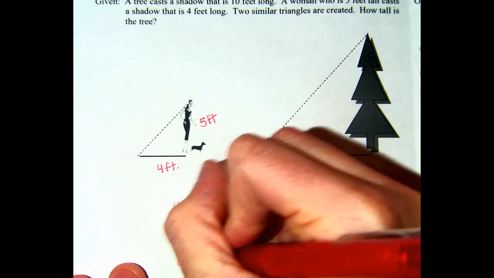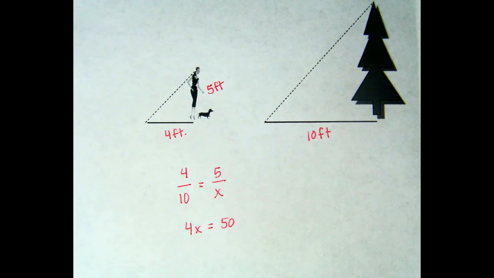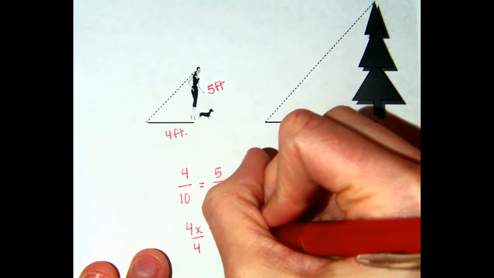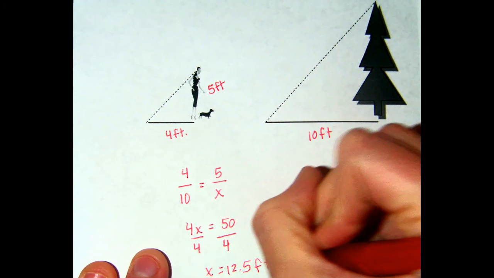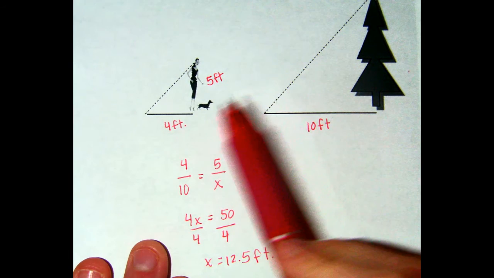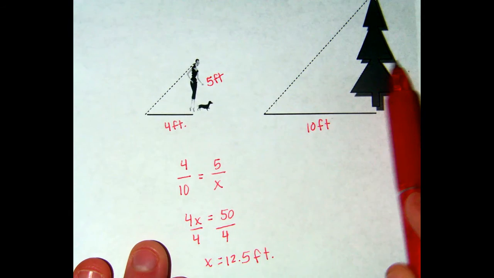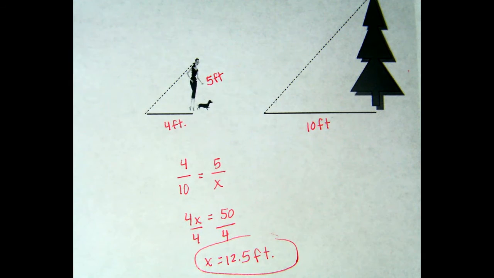So 4x equals 50. Divide by 4. X equals 12.5 feet. We need to make sure that makes sense. Obviously, it needs to be taller than the lady. The 5 was taller than the 4, so our 12.5 is taller than 10 feet. So we're fine. We've done that correctly.